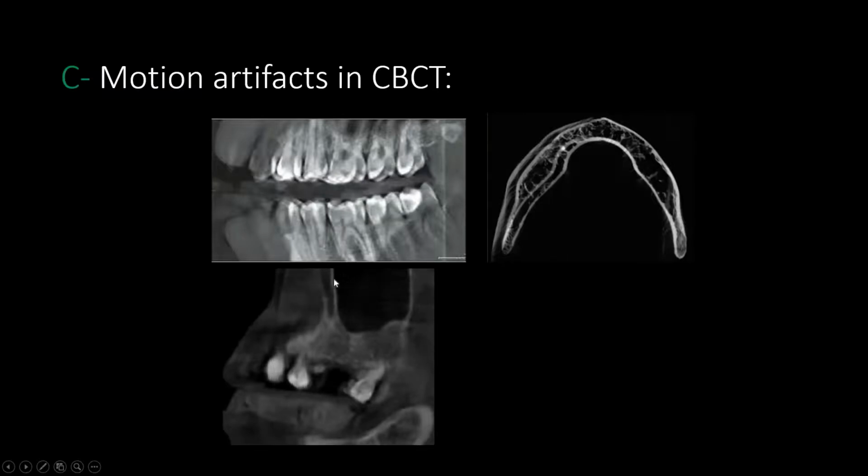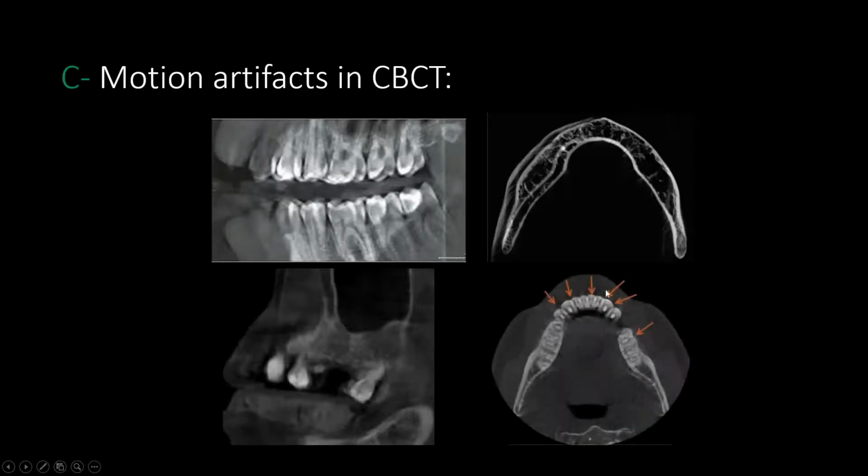So for instance, look at the anterior wall of the sinus, the posterior wall of the sinus, and the floor of the sinus as well. If you have this doubling, it means that this is an image with motion artifacts, and it's not recommended to use this image. Again, also in the teeth, it might look something like this.